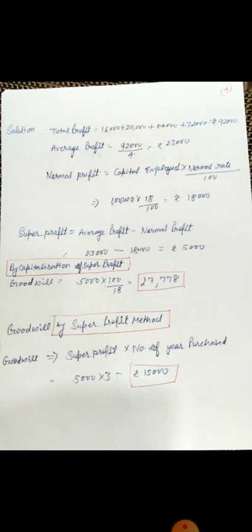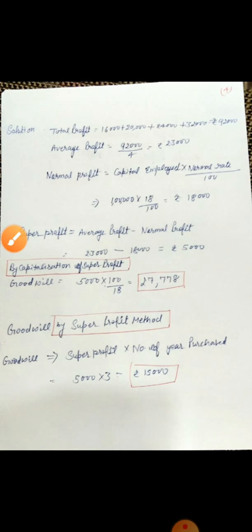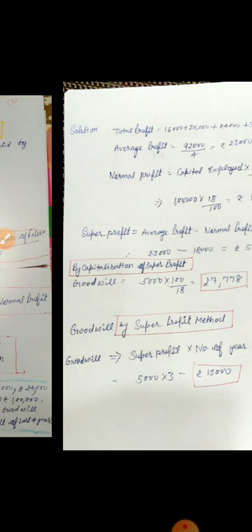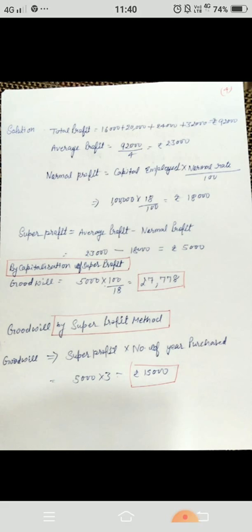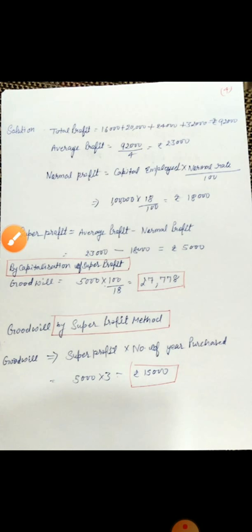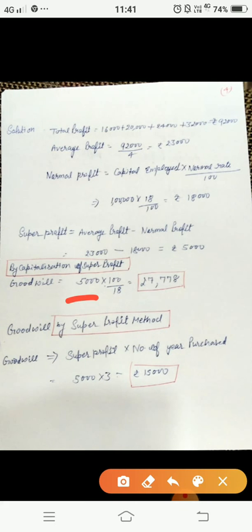And the super profit is the difference between actual profit minus normal profit. This is 5,000. Now you can see that we have calculated goodwill by two methods. First is capitalization of super profit, and second is the simple super profit method, which we have discussed already. So firstly we will use the capitalization of super profit method. We have calculated 5,000 now, and we will capitalize that profit. This is the amount of goodwill only. 27,778 will be the amount of goodwill.